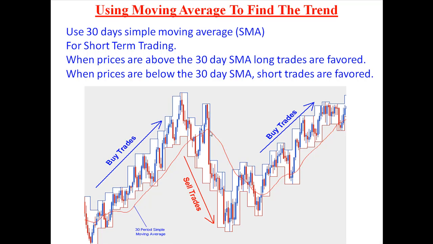So when the candles are below the 30 period moving average, the market is in a downtrend, and that's a good time to sell. And then again it consolidates and ranges for a little while, and then it goes back up, and that's the time to buy. So you see the stages of the market.